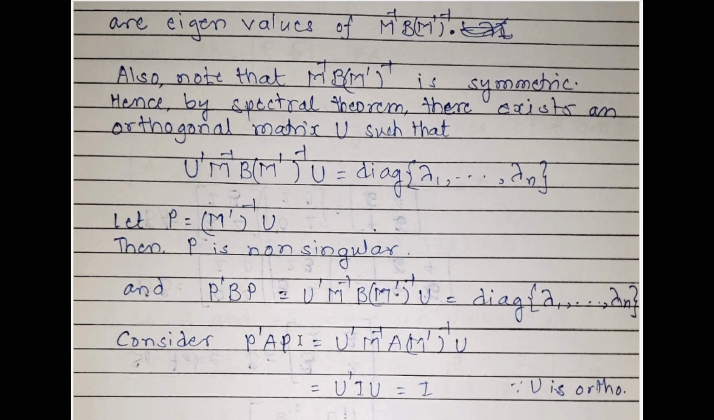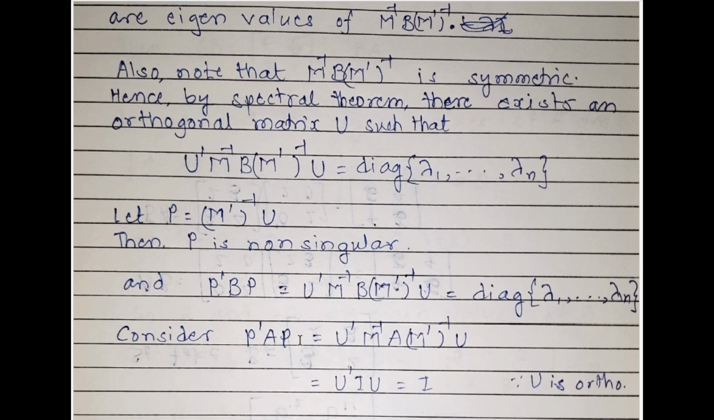So now let us look at P prime BP. What do we get? If we choose P as M dash inverse U, then we get P prime BP equal to U dash M inverse B M dash inverse U. But this is nothing but the above matrix, diagonal of lambda i's. So P prime BP is diagonal of these lambdas, and then P prime AP will be U dash, now A is MM dash, so U dash M inverse. I am just plugging in the value of P prime.